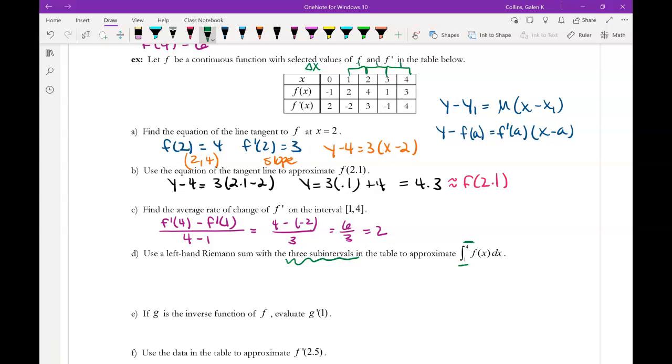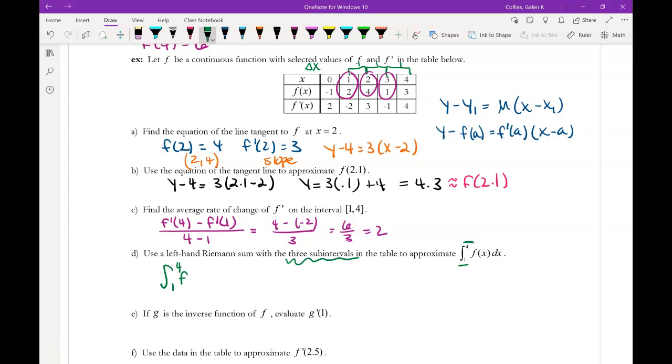It's 1 every time, but we know when we're working with the table in a Riemann sum, we've got to be careful there. All right, so since we're doing a left-hand Riemann sum, that means I want the left-hand value of each rectangle. So for when x is 1, that's going to be f of 1. I don't know why I circled the derivative as well. When x is 2, that's f of 2. When x is 3, that's f of 3.